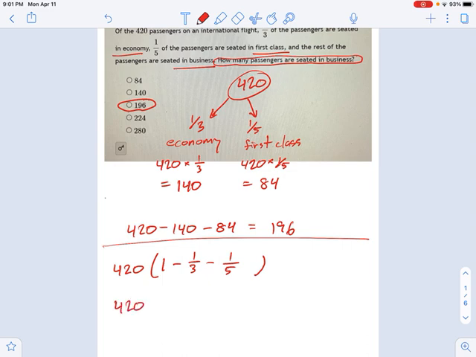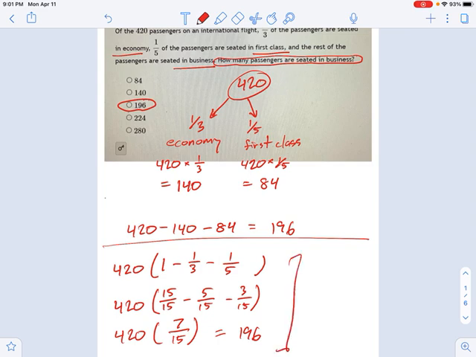You just say 420 times, well, I need common denominators, so it's going to be 15/15 minus 5/15 minus 3/15. Okay, and that's going to be 420 times 7/15. If you do that multiplication, you will once again get 196. So whichever way you like it, if you want to think about percentages or parts of a whole, you can go this method. If you'd rather just count up the people, this method up here works fine. It might actually be quicker.